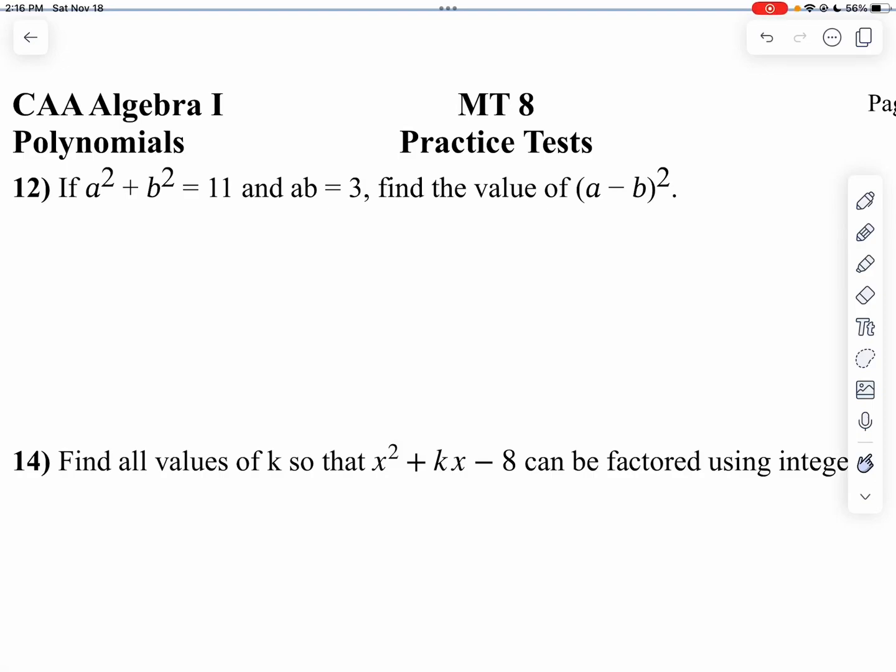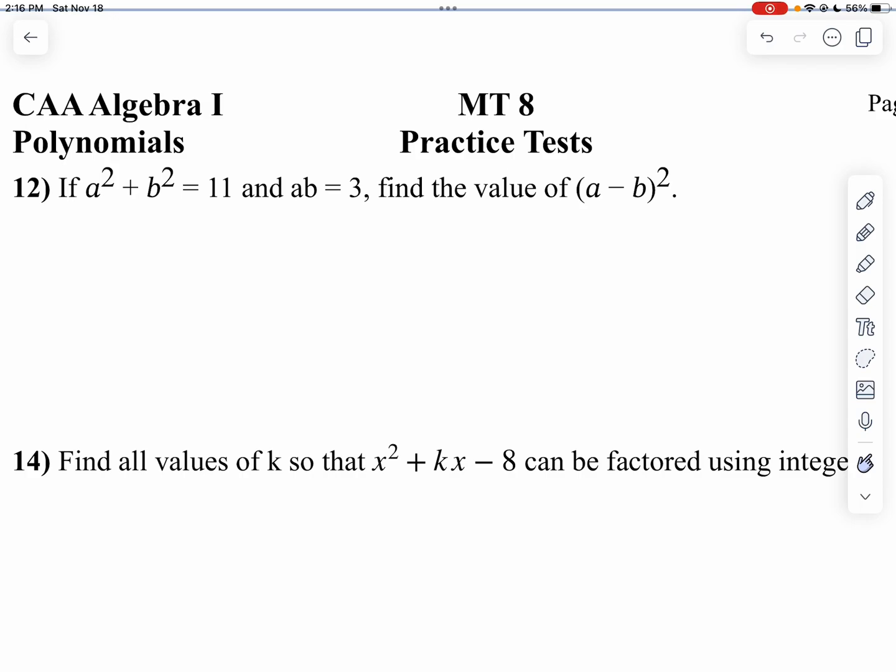And let's take a look at page 3 of your practice test. Question number 12 seems kind of impossible to start with because I'm telling you the value of a squared plus b squared is 11, and I'm telling you ab equals 3. But then we're looking at what is the value of (a minus b) squared.